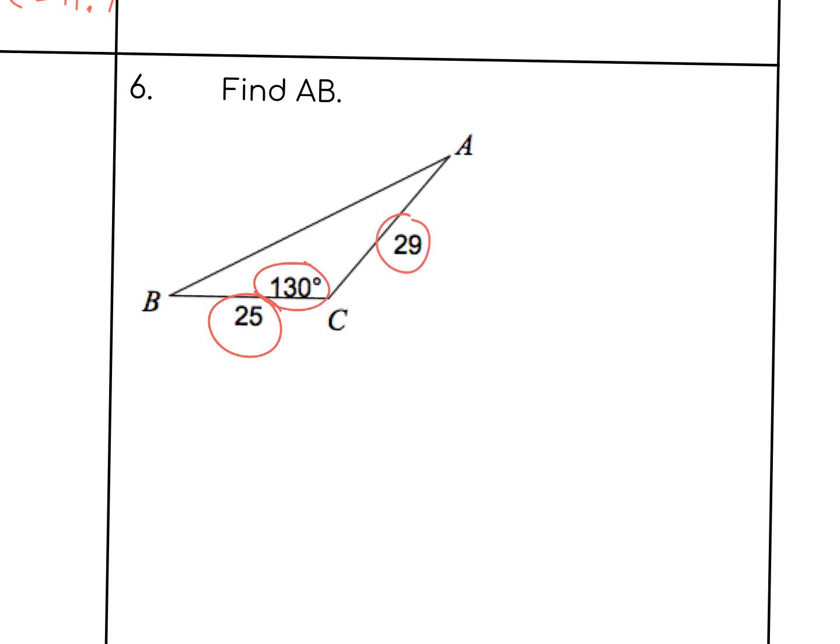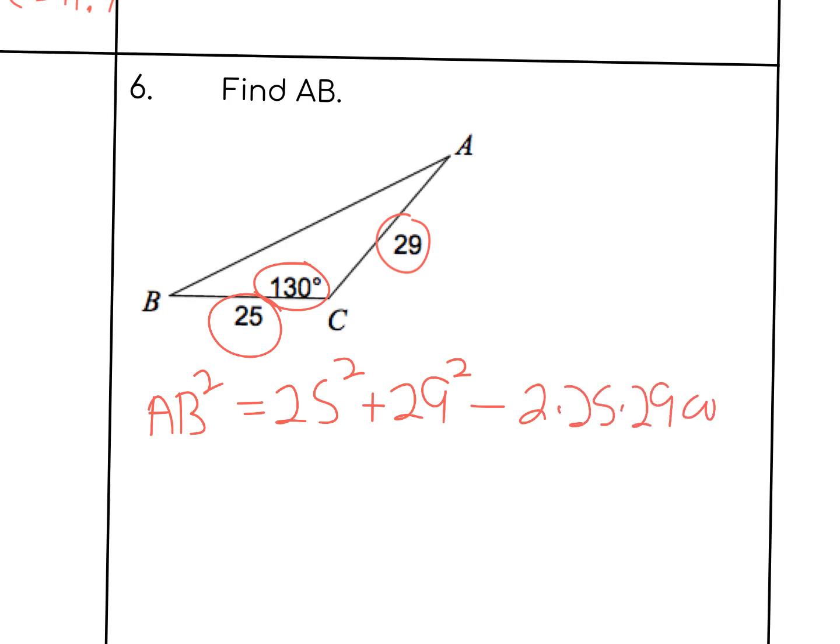Side angle side applies law of cosines. So that's going to be AB squared equals 25 squared plus 29 squared, minus 2 times 25 times 29 cosine of 130. So 25 squared, 29 squared, 2 times 25 times 29 cosine of 130. I got roughly 2400. Take the square root of that, and I get, I'm going to call it 49. And I did it.